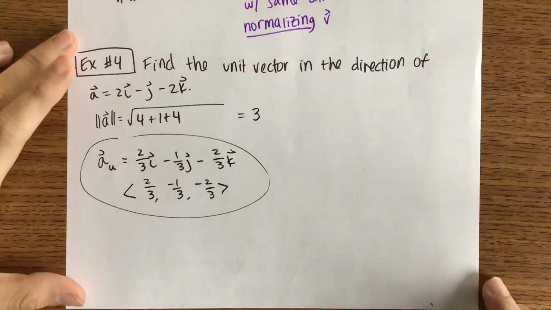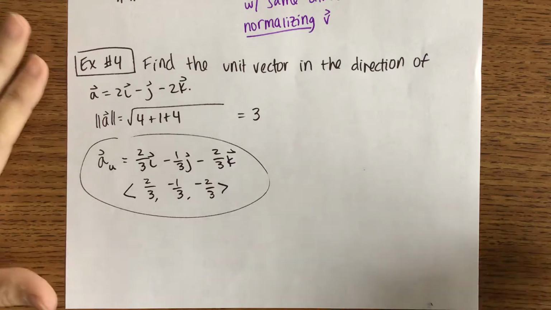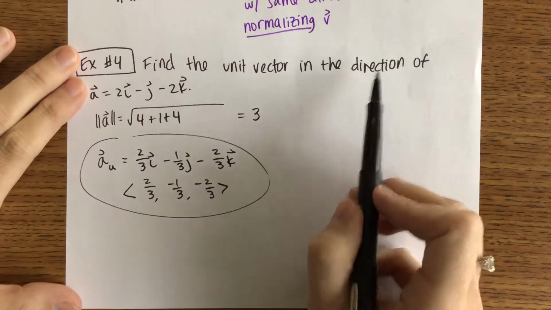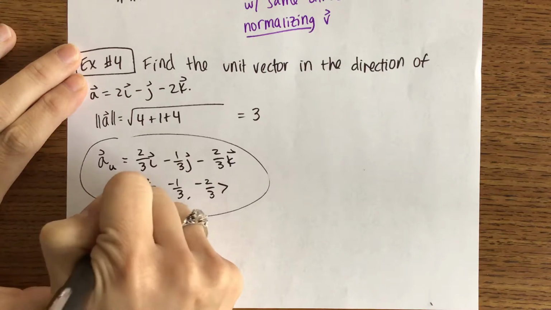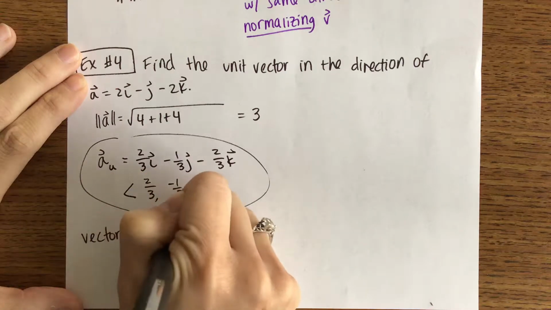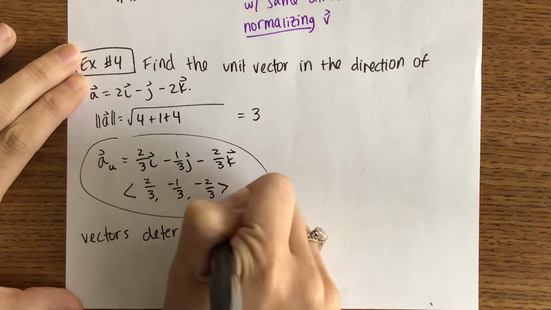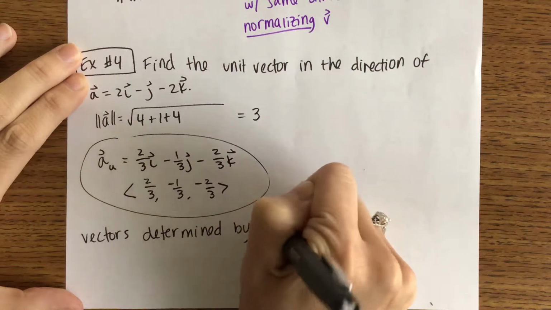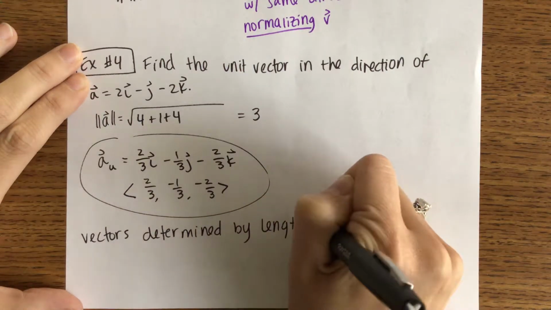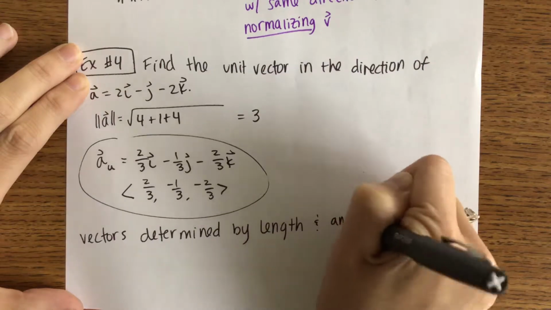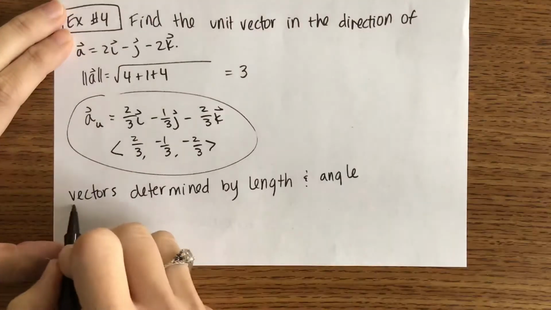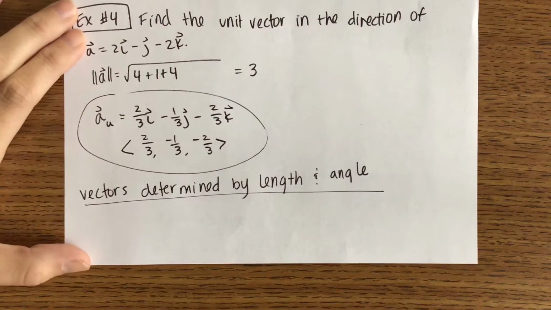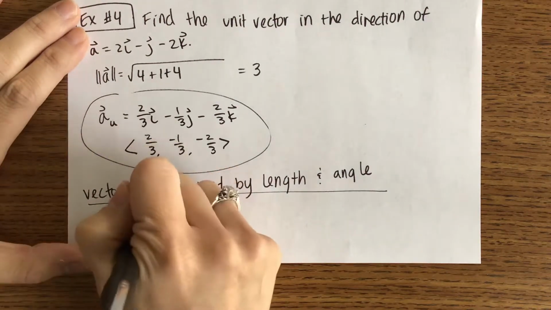Great. Oftentimes we want to write a vector in terms of a direction, which is going to be a unit vector, and a length. So that's what we're going to talk about next, is when we have vectors that are determined by a length and angle. Here's that form.